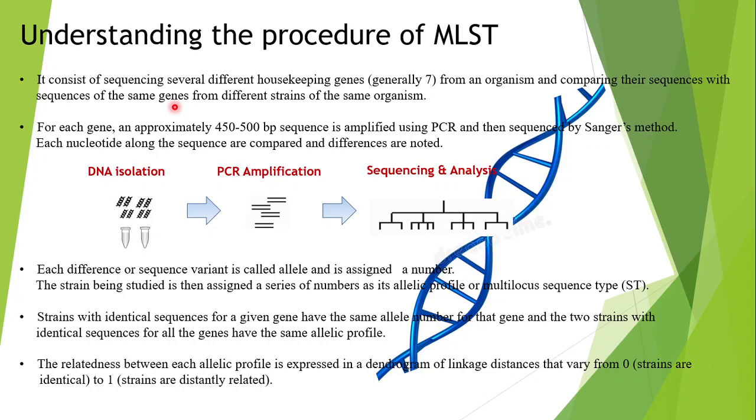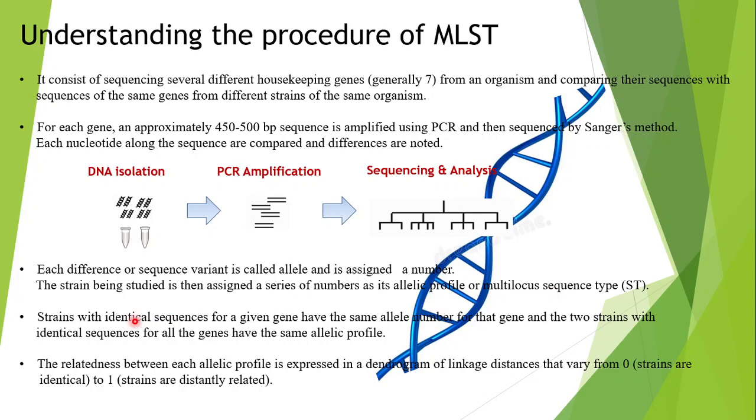Each nucleotide along the sequence is compared and any differences are noted. Like I previously mentioned, each difference or sequence variant is called an allele and is assigned a specific allelic number. Hence, each strain will have a series of numbers known as the allelic profile, or in this case, sequence type.